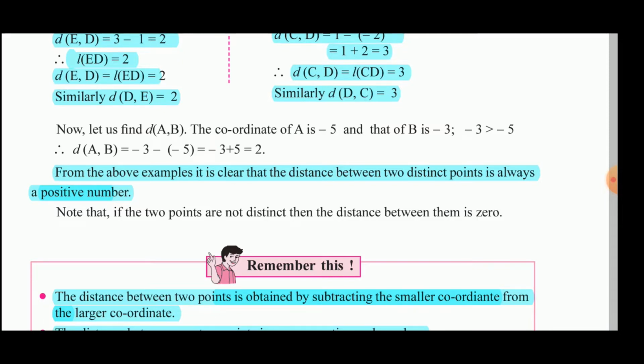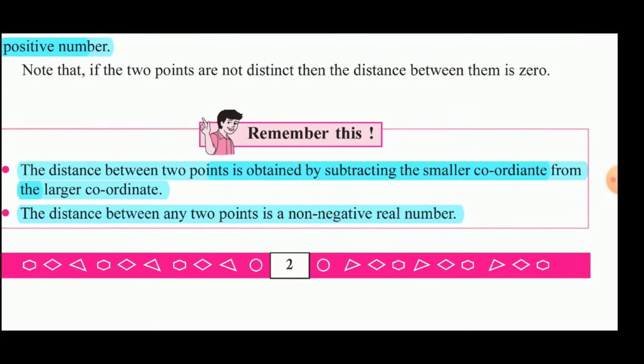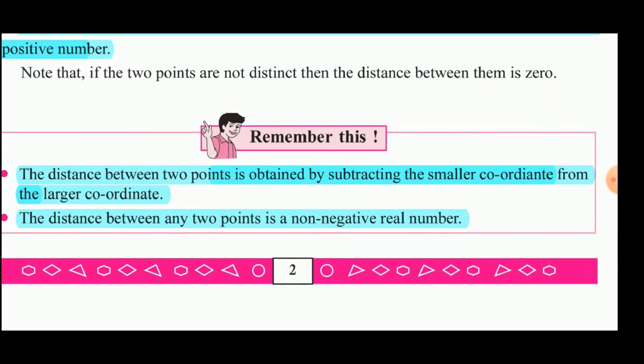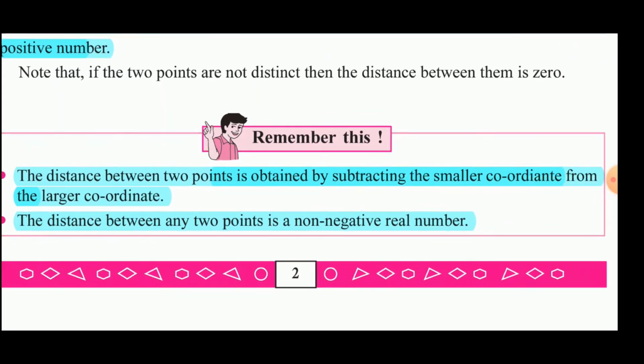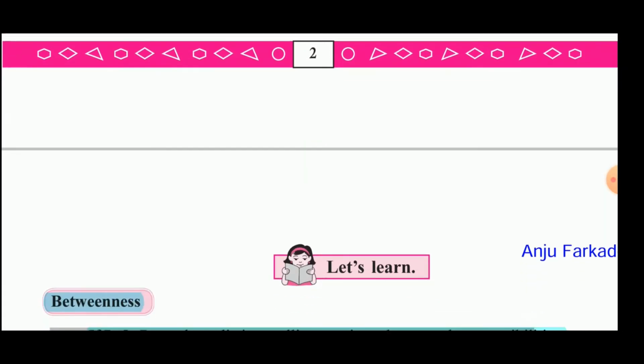From the above examples, it is clear that the distance between two distinct points is always a positive number. Note that if the 2 points are not distinct, then the distance between them is 0. Thus we have to remember these two things. The distance between 2 points is obtained by subtracting the smaller coordinate from the larger coordinate, and the distance between any 2 points is always a non-negative real number. Non-negative real number means it can be 0 or positive.